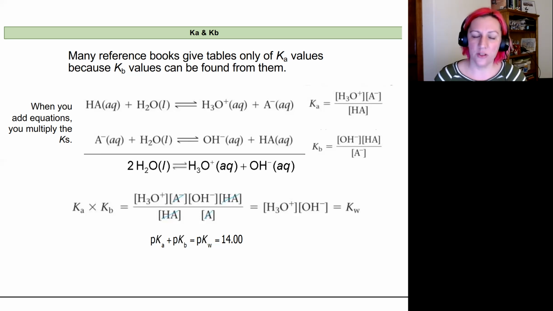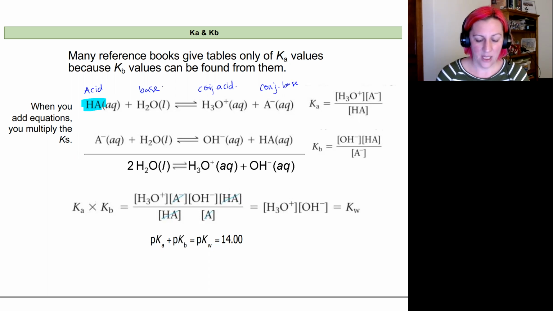So let's start with just our simple acid dissociation reaction right here at the very top. So I have my acid HA, and it's going to dissociate into the conjugate acid and conjugate base, where water is acting as my base. So that's my acid dissociation reaction.